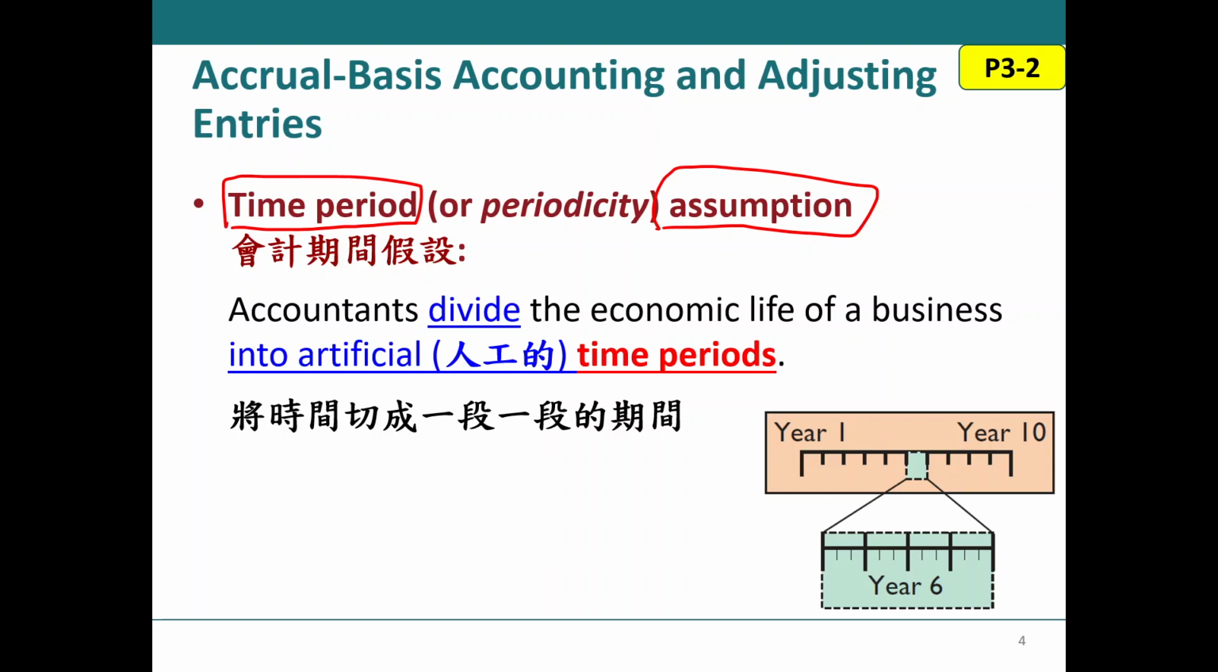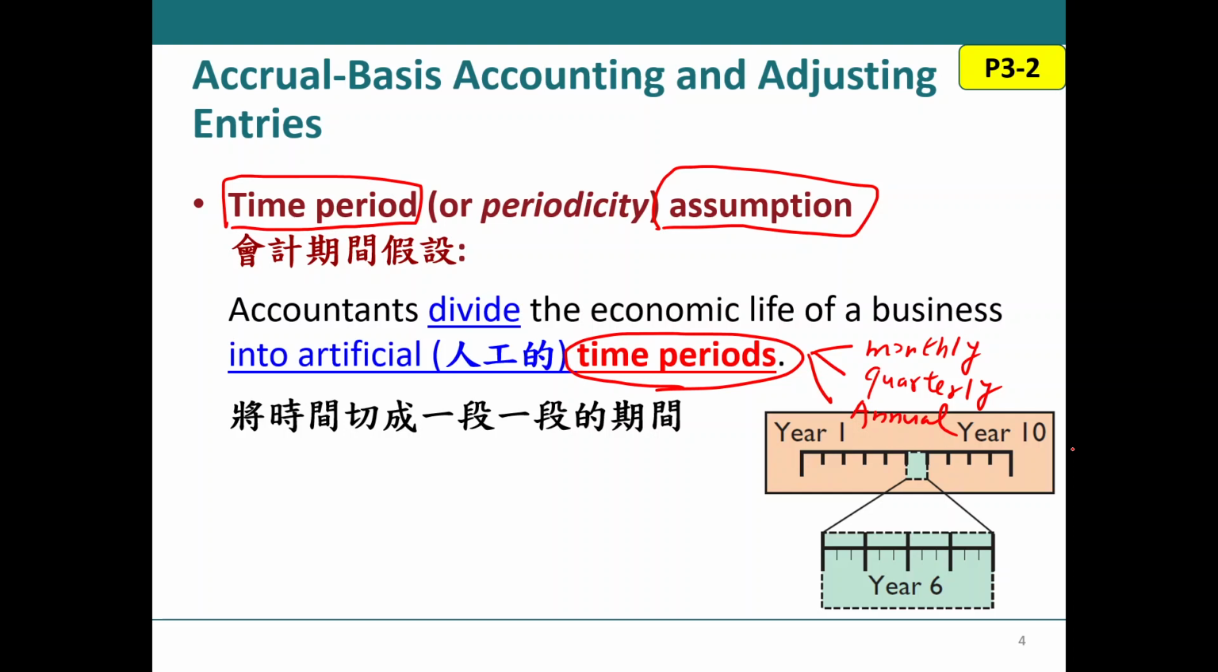So what does that mean? Time period assumption means we divide the economic life of the business, which means we cut the time into different time periods. Could be 1 month, could be 1 quarter, could be 1 year. So maybe monthly, quarterly, or annual.